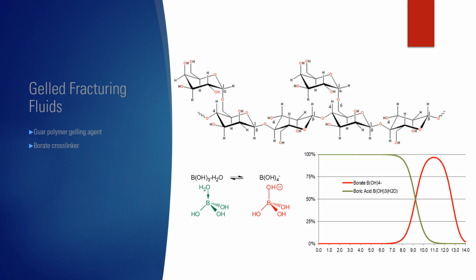Now, these images show a guar polymer chain and a borate crosslinker, a very commonly used borate crosslinker. See, boric acid in a high pH environment will become the borate ion, which will enable crosslinking. You see in the graph to the right, borate ion only appears appreciably after about pH 8. It starts disappearing after pH 12, which is why we say that borate crosslinkers are useful in a pH range of 8 to 12.